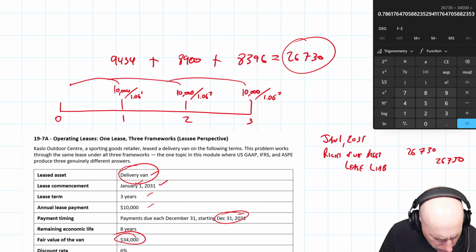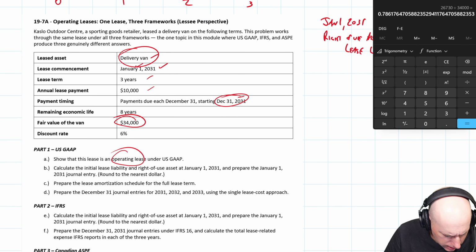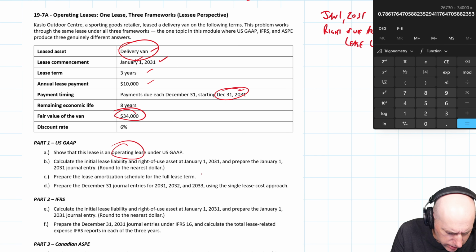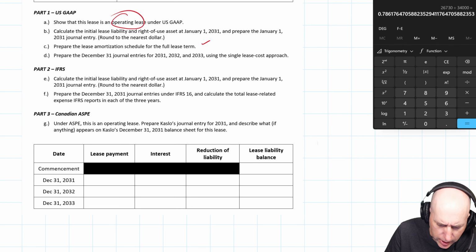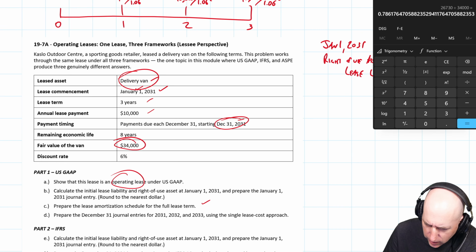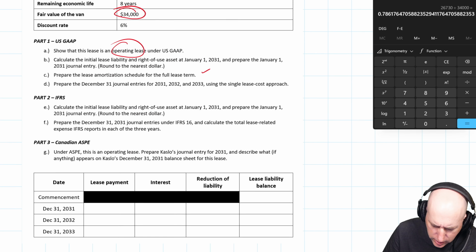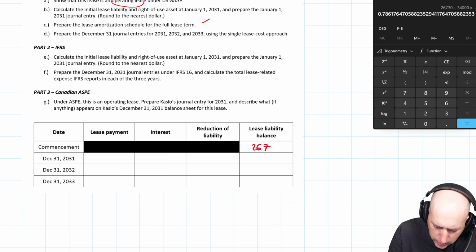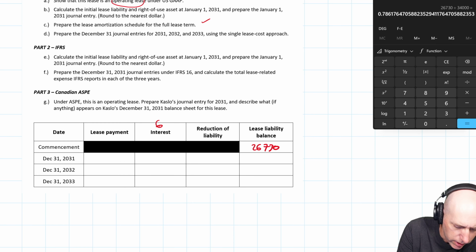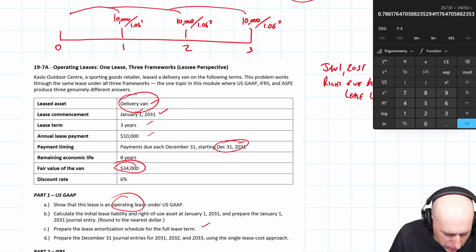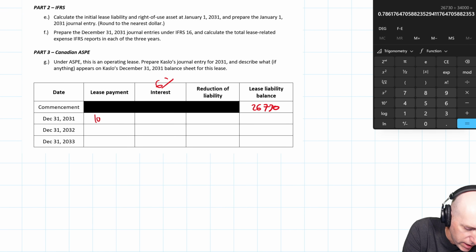Okay. So that's our first entry. Now it says do a lease amortization schedule for the full term of the lease. Okay, so we know our lease balance, 26,730, our lease liability initial balance. We know our interest is 6%. We know our payments, well, can't remember what they are, $10,000. And we just work our way down here.